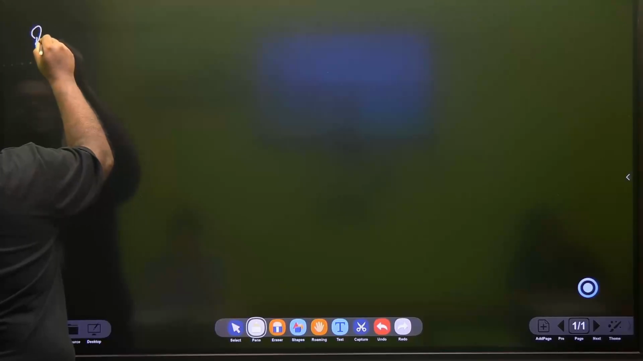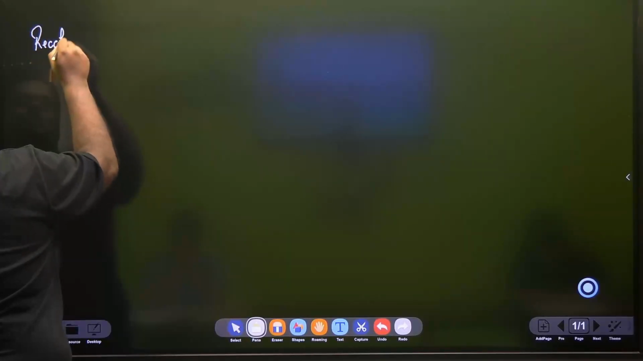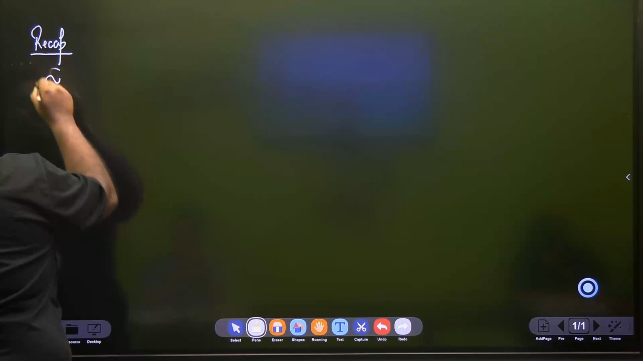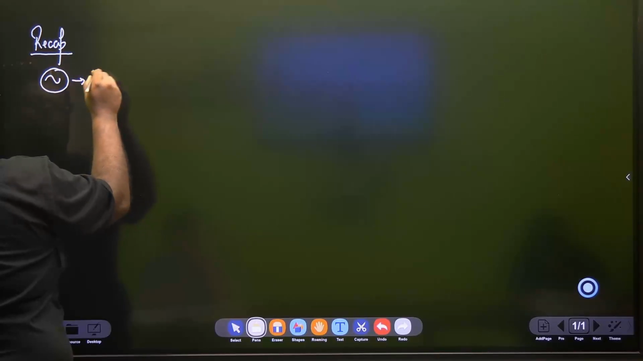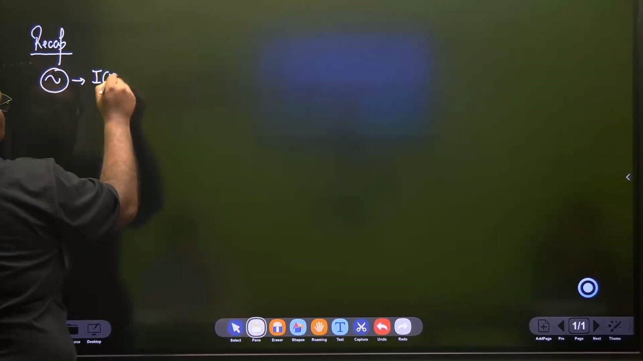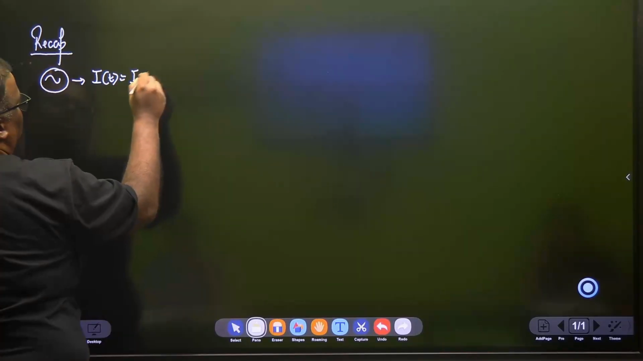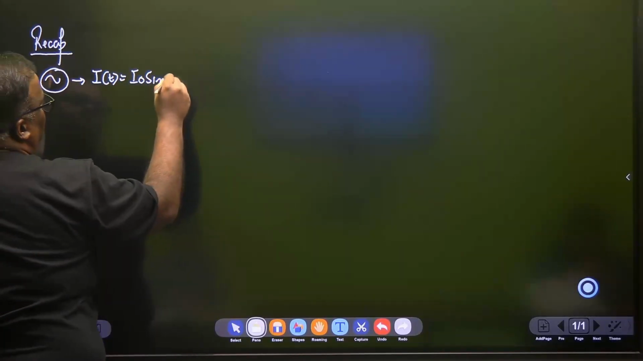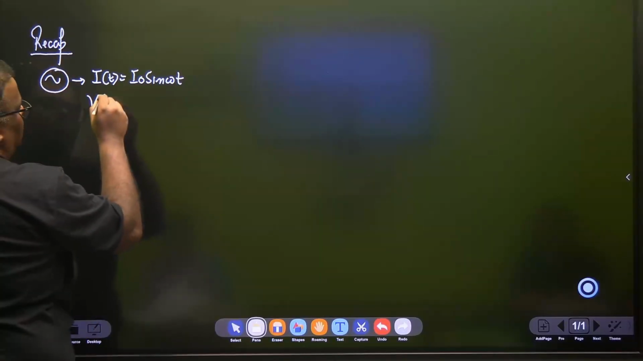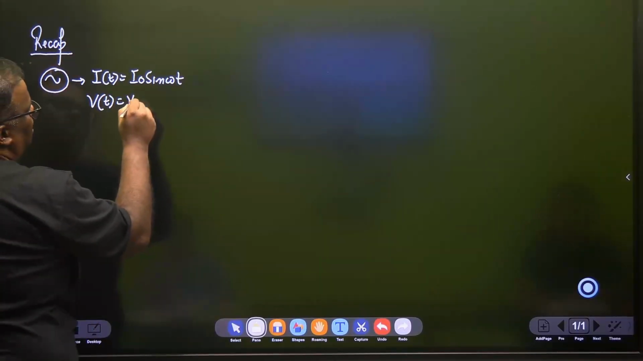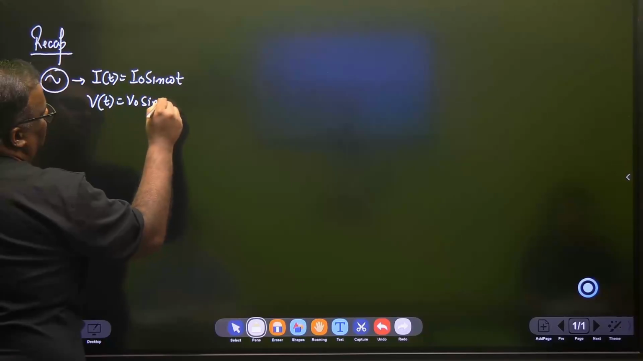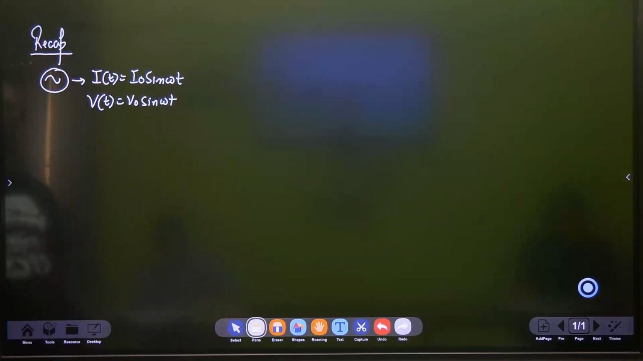Okay. Some recap, whatever we studied in last class. The chapter is all about AC. The instantaneous current at any time is given by I naught sine omega t, and the instantaneous EMF or voltage at any time is given by V naught sine omega t, where I naught and V naught are the peak value or the amplitude of the signal.